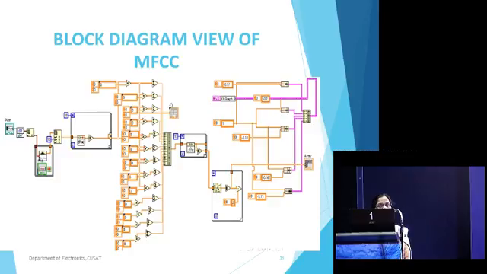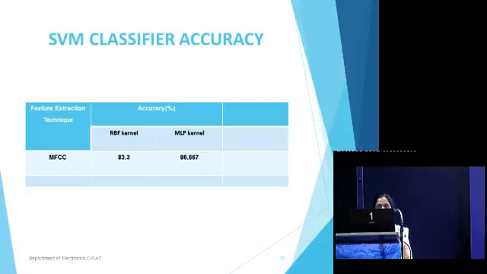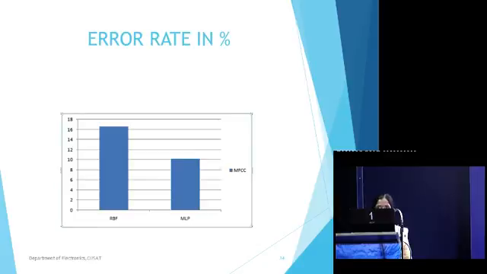This shows the program for MFCC, the program that I use to obtain the coefficients. First of all, I have the Gaussian window, fast Fourier transform, then I have used Mel filters, then logarithm and inverse Fourier transform. Then this shows the implementation of support vector machine classification. I have used two kernel functions here, the RBF kernel and the multi-layer kernel. With the RBF kernel, I have 83.3%, and with the multi-layer kernel, it is 86.67%. This shows the rate for both of these kernel functions.